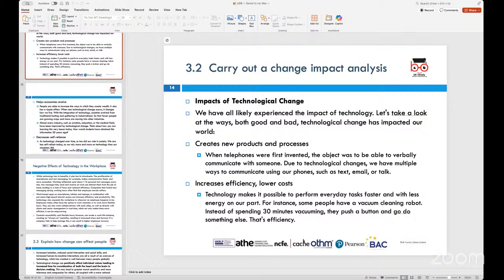Now, from an HR perspective, the HR would look at, for example, things like what does that mean for the employee?